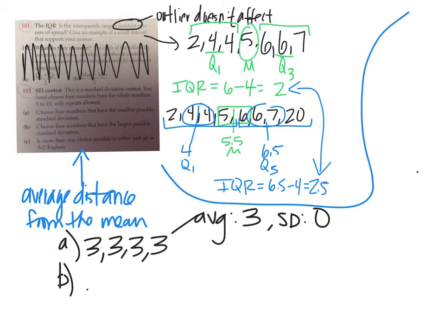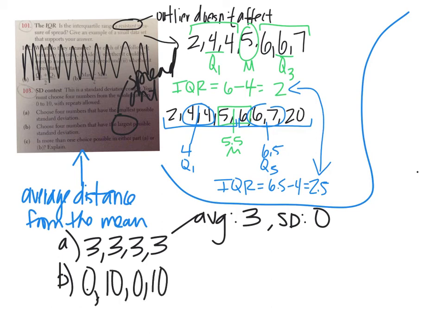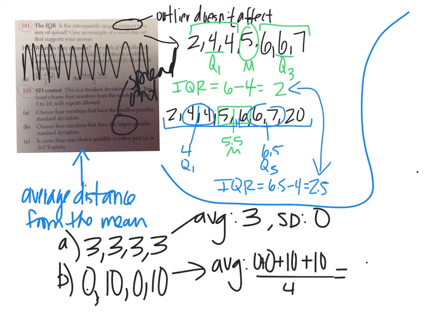The next question is asking kind of the opposite. It's saying choose 4 numbers that have the largest possible standard deviation. So to me, I'm thinking spread out. If I see largest, I want it to be really spread out. The most spread out I can be is 0 and 10. And since they said I could repeat numbers, I'm going to say 0, 10, 0, 10, or 0, 0, 10, 10. It doesn't matter the order. Think about this for a second. If I add up 0 plus 0 plus 10 plus 10, that's 20, and I divide it by 4, I get 5.